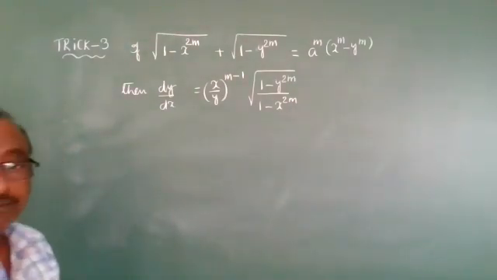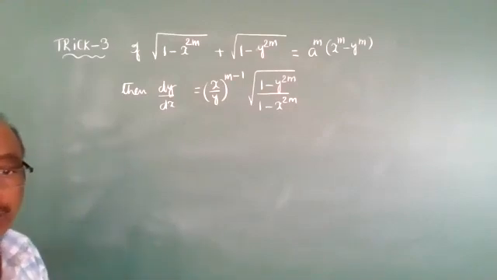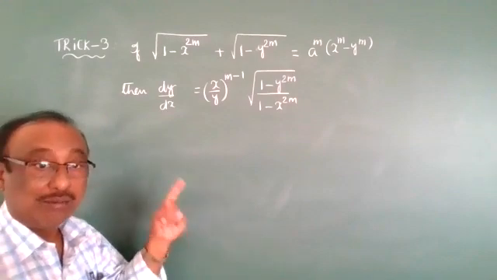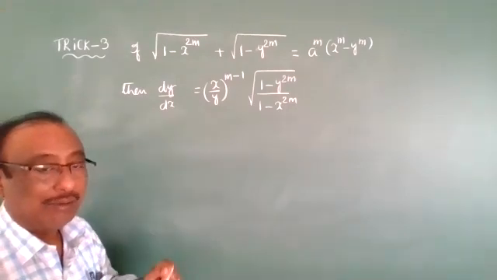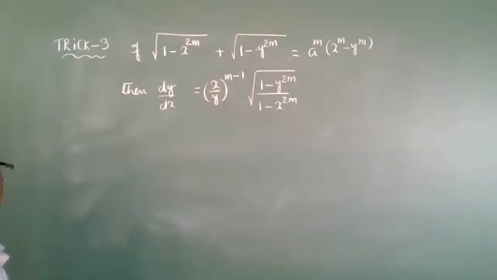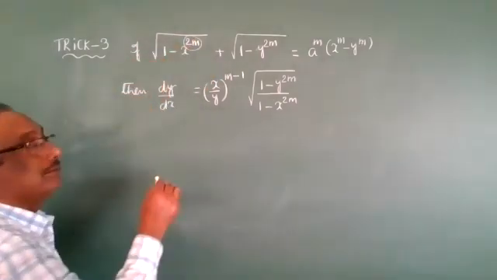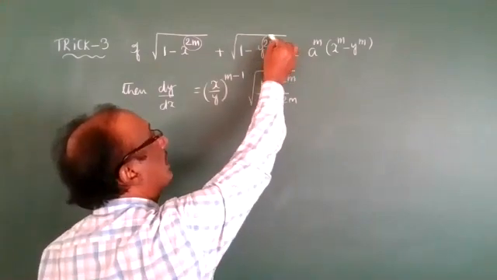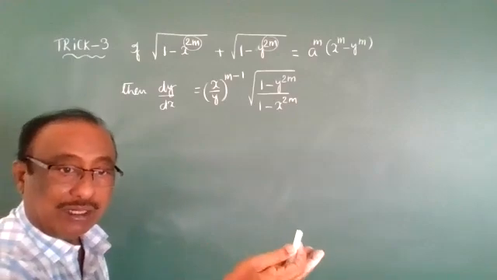Once again, we can do this problem in exercise 5, the topic of differentiation. What type of problem is this? We could take sin theta and solve it, but we can do the problem without using that. See here: 1 minus x power 2m, whatever the power is, the same power, no difference, 2m. The same power, 4 is given, y also has power 4.